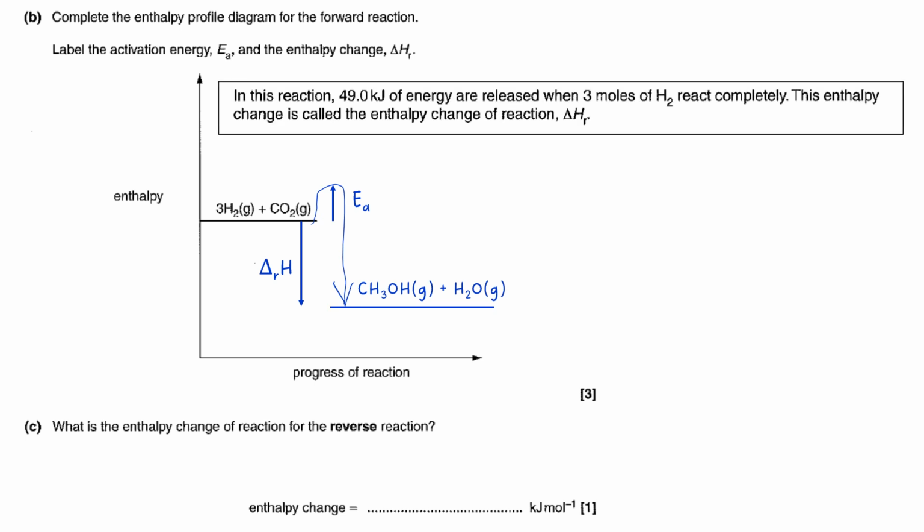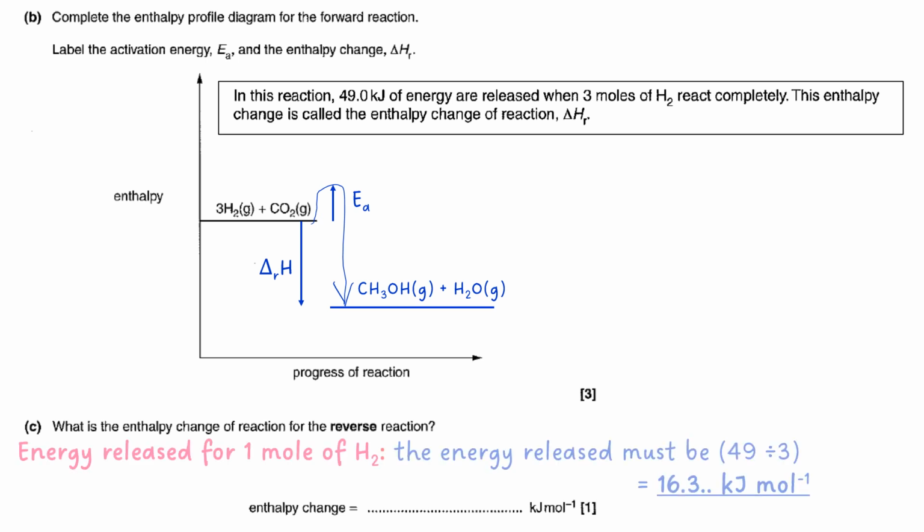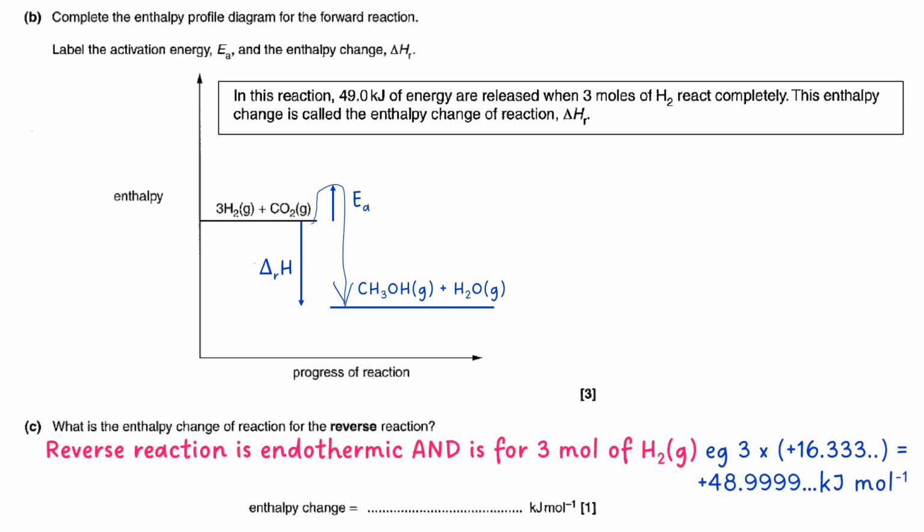So remembering what it said earlier, in this reaction 49 kilojoules of energy are released when 3 moles of hydrogen react completely, and that we'd worked out that the energy released must be 16.3 kilojoules per mole for every 1 mole of hydrogen. So for the reverse reaction, there's 2 things to consider. It's endothermic and it's for 3 moles of H2. So just taking a laser pointer so we can think about this. We're going from here to here now, not the other way around. So this is the reverse reaction we're talking about.